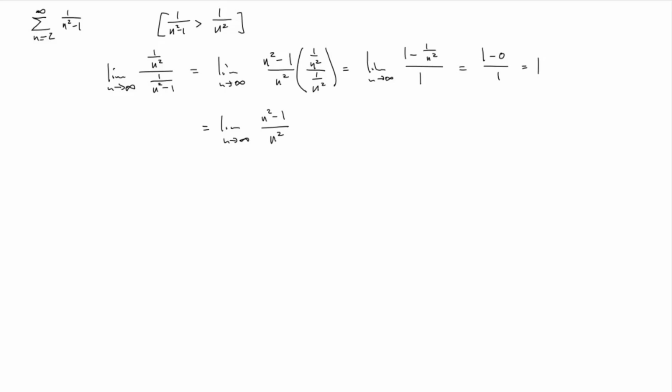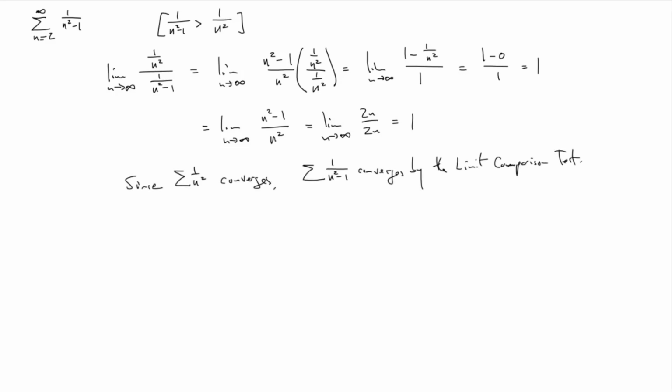Just to review the other easy way to find this limit, we could use L'Hopital's rule. As n goes to infinity, n squared minus 1 over n squared is of the form infinity over infinity. And so L'Hopital's rule tells us that this limit is equal to the limit as n goes to infinity of the derivative of the numerator divided by the derivative of the denominator. And both those derivatives are 2n, and 2n over 2n is equal to 1. So either way you compute it, this limit is equal to 1. And in particular, it's not 0 and it's not infinity. And so we're ready to give our answer to the problem.